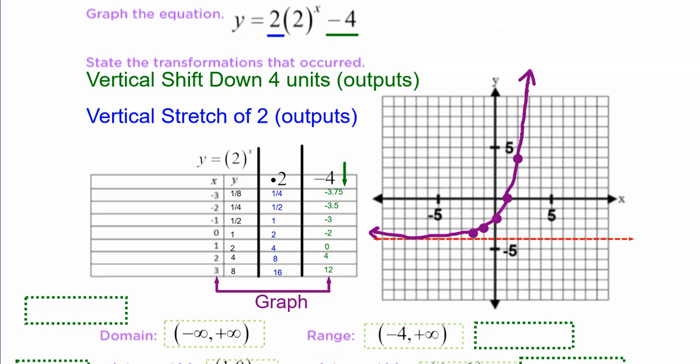So now you're going to do some more practice graphing your transformed exponential functions, and again talking about key features like domain, range, x-intercepts, y-intercepts, and asymptotes.